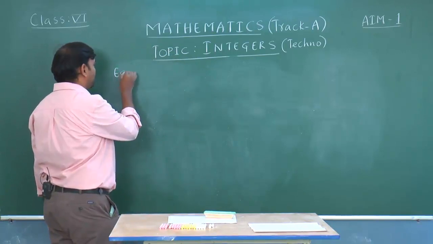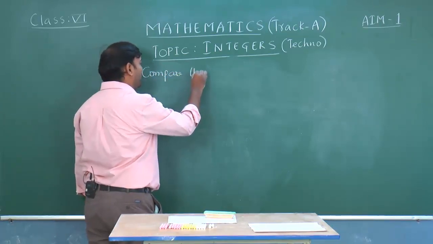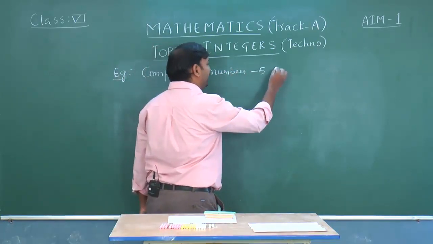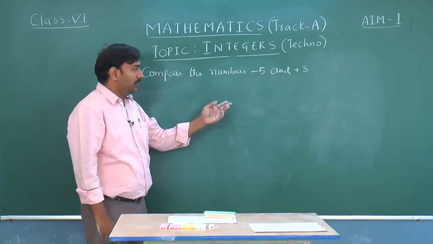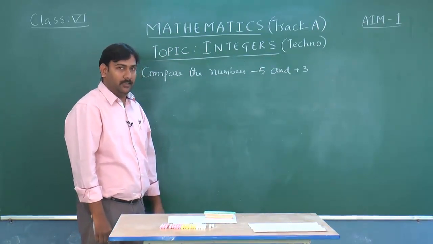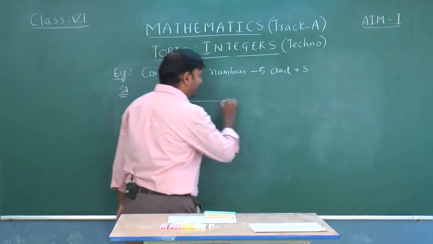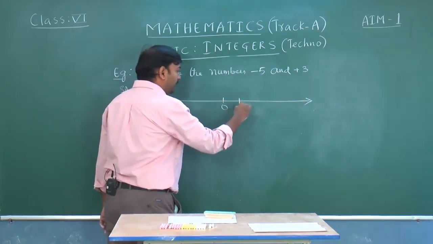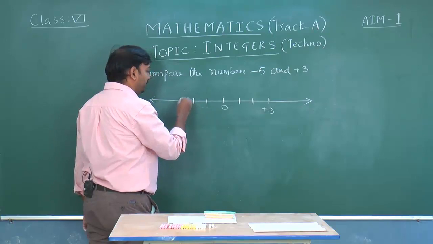Now let me take some examples. Compare the numbers -5 and +3. I want to know which number is greater than the other number. For this we can make use of the number line. Let me draw a number line and mark 0 on it, and also mark the numbers +3 and -5.